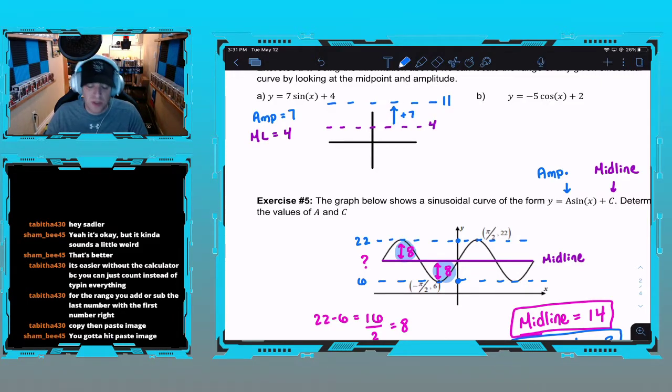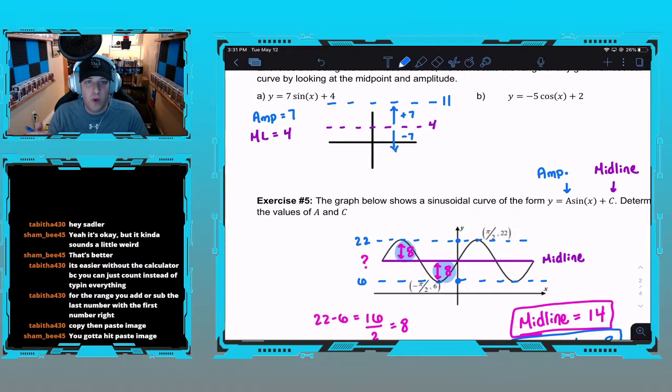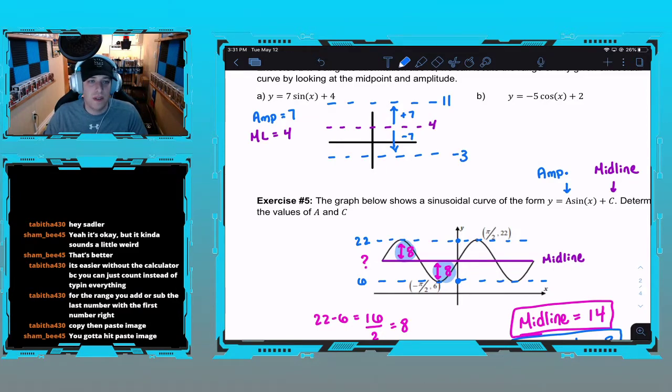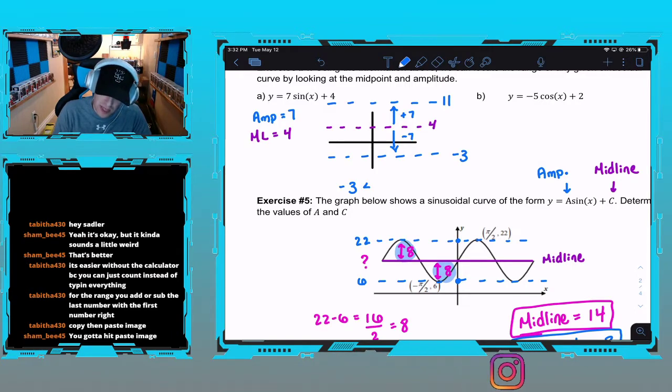But amplitude also says we have to go down the same amount. So we're also going to go down 7, which means we have to subtract 7. So if we do 4 minus 7, that's going to give us the lowest part of the range, and 4 minus 7 would give us negative 3. So now if I ask you guys to write the range, we know the smallest number is negative 3, which is less than or equal to y, and it goes all the way up to positive 11.